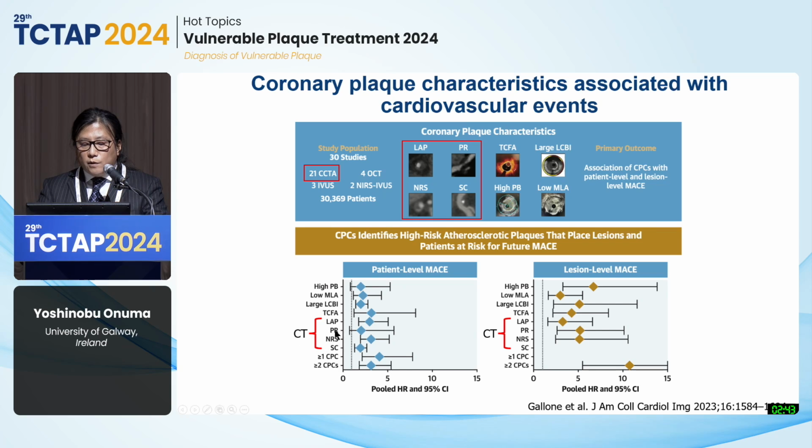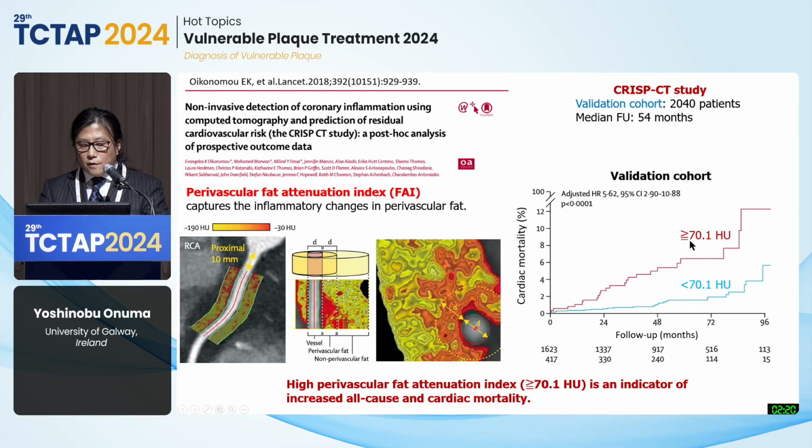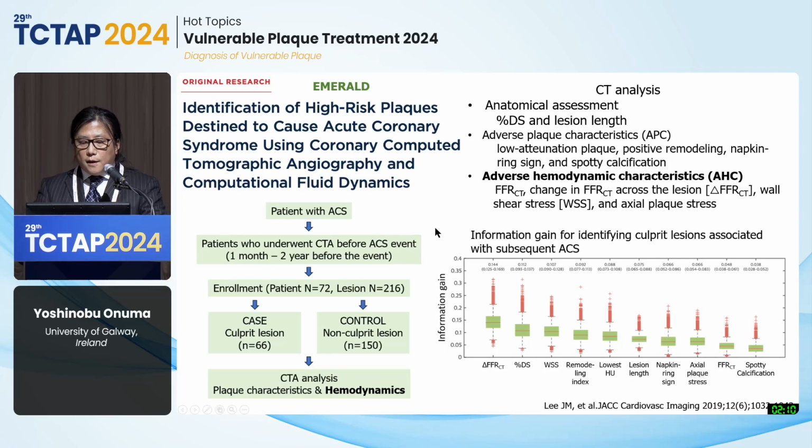If you look at the CT parameters, low attenuation plaque, napkin-ring sign, spotty calcification have an impact on patient-level major adverse cardiac events. One word for the perivascular fat attenuation index. It is established and published in the Lancet. You can look at the inflammation of the fat around the coronary artery, which is reflecting the inflammation of the coronary artery. And if you have a high perivascular fat attenuation index, then it is an indicator of increased all-cause mortality or cardiac mortality. This was also confirmed in the other series.